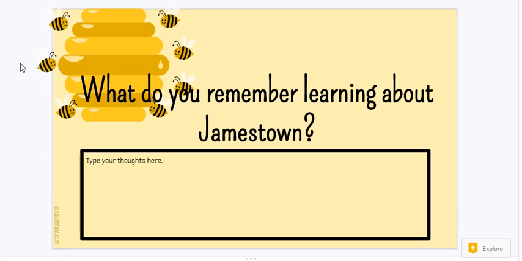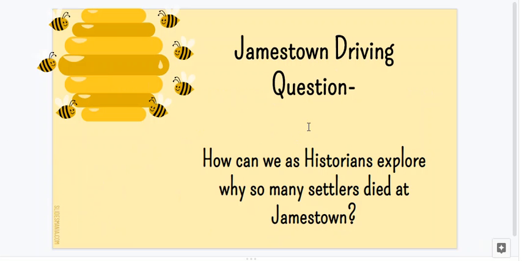Hi everyone. Hopefully you have completed this slide that says, what do you remember learning about Jamestown? And you typed some thoughts in this box about what you remember learning about Jamestown in Virginia Studies. Our driving question for our unit is going to be, how can we as historians explore why so many settlers died at Jamestown? So we're going to keep that in mind throughout this unit.